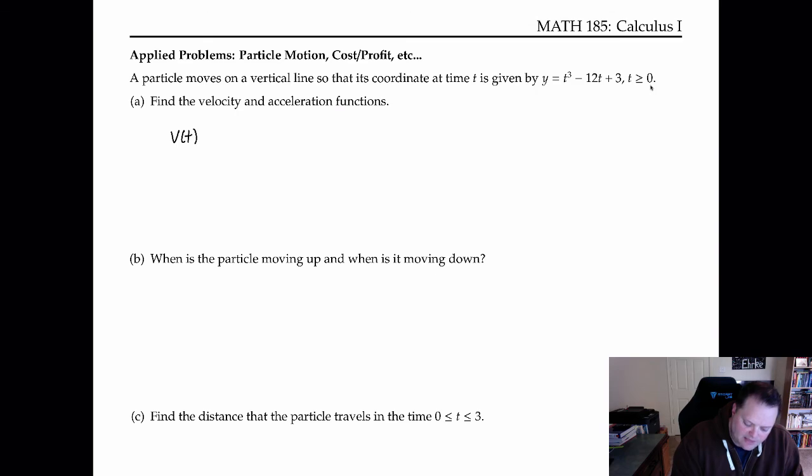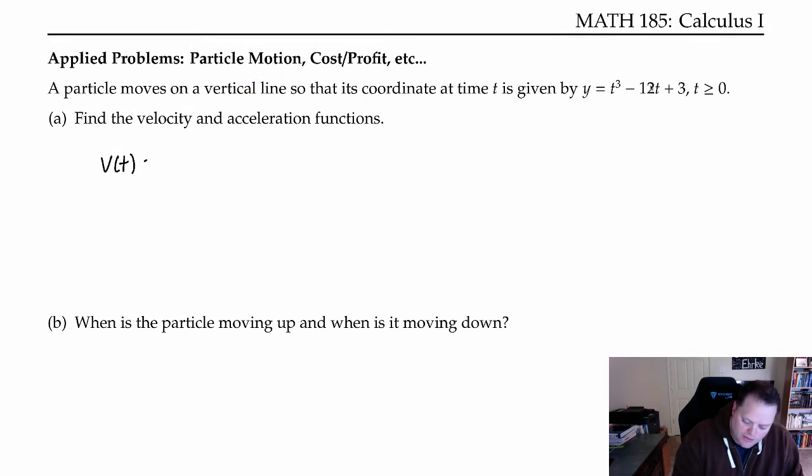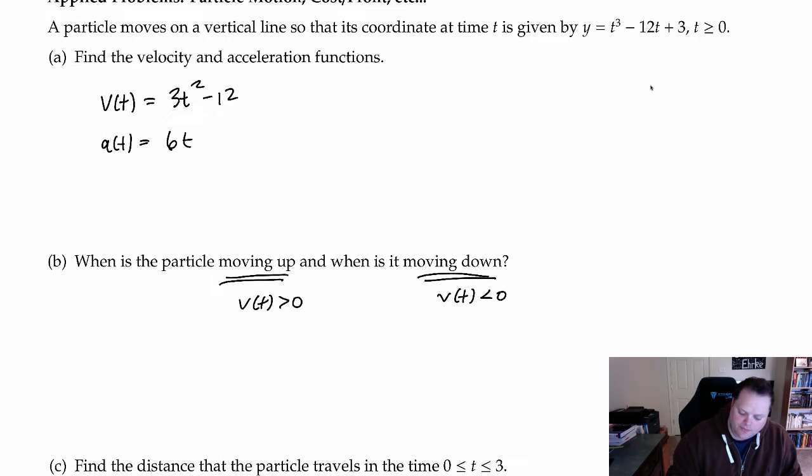So the velocity is the derivative of position, so it would be 3t squared minus 12. The acceleration would then be the derivative of that, so it would be 6t. Okay, when is the particle moving up? So moving up implies the velocity is greater than 0. Moving down implies the velocity is less than 0.